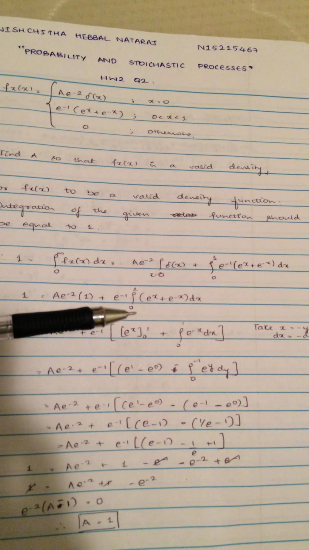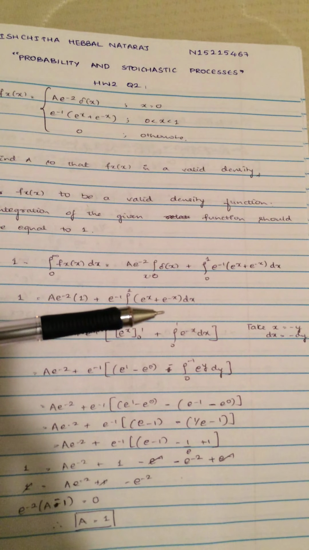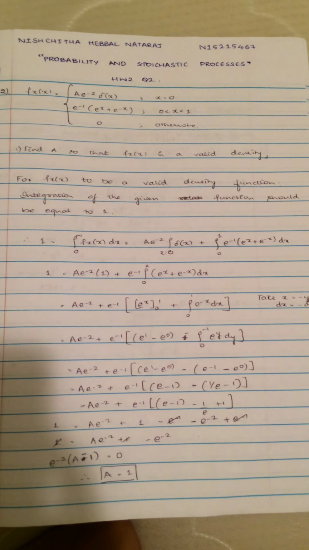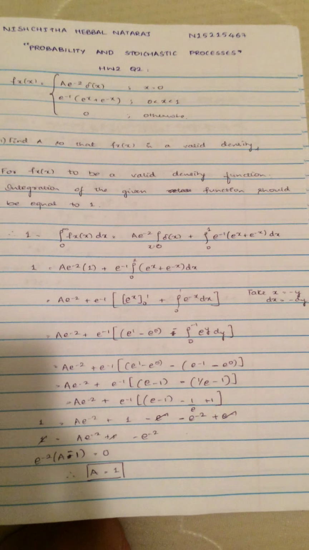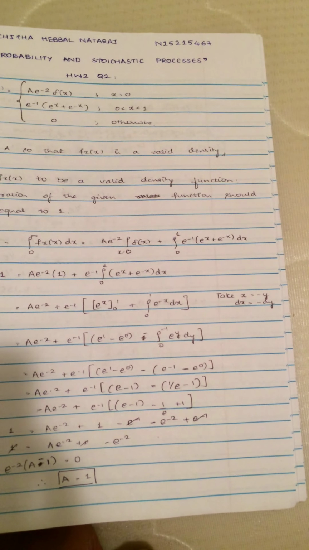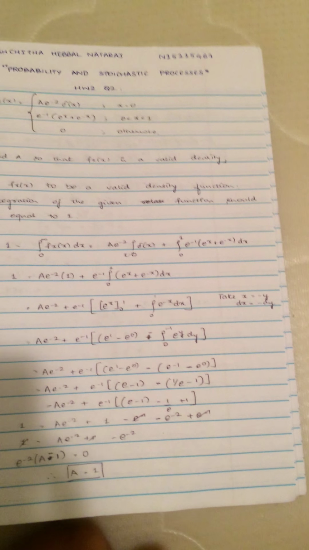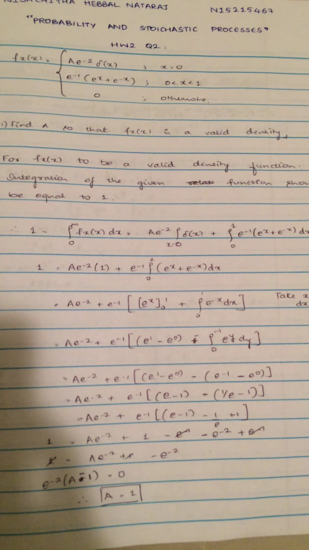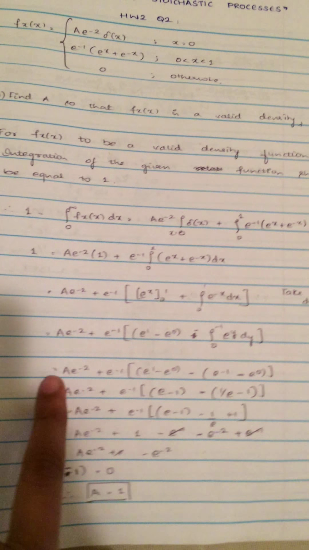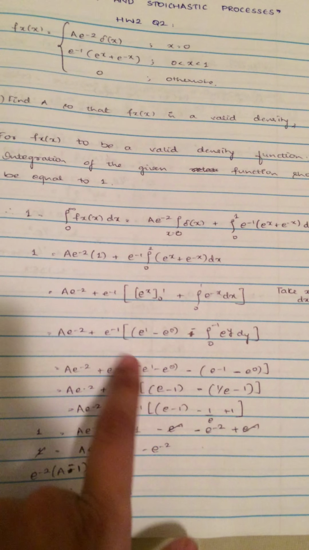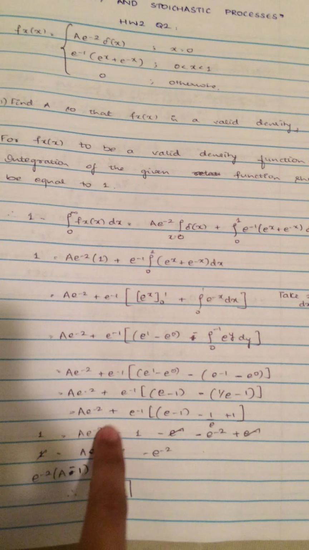If we integrate delta x, we get 1, and similarly we can take out e to the power of minus 1 and integrate e to the power of x plus e to the power of minus x. The integration of e to the power of x with respect to x will be e to the power of x itself. For e to the power of minus x, we can take x is equal to minus y and then replace dx with minus dy and continue the integration in a basic way.